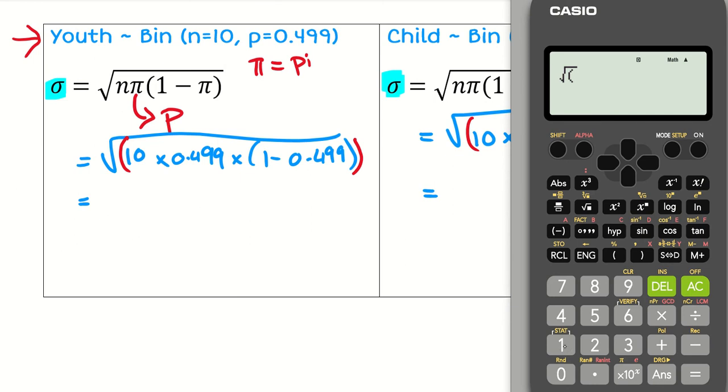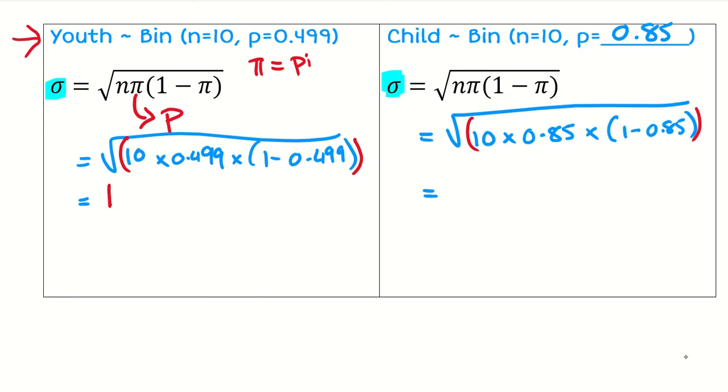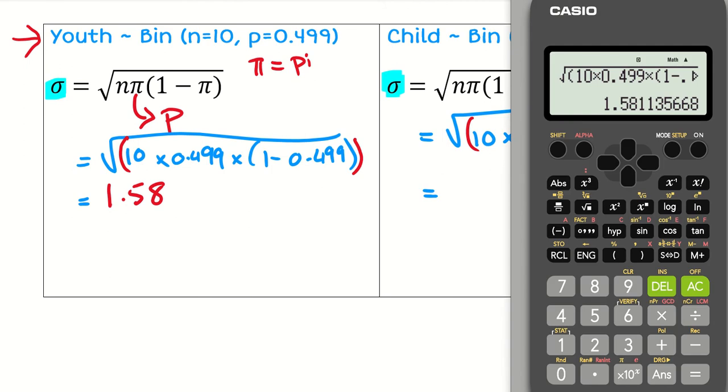So the square root of 10 times 0.499 times bracket 1 minus 0.499, close brackets, and that gives me a standard deviation of 1.58. I'm just going to do 2 decimal places, 1.58. Okay, now I'm going to do the other one.